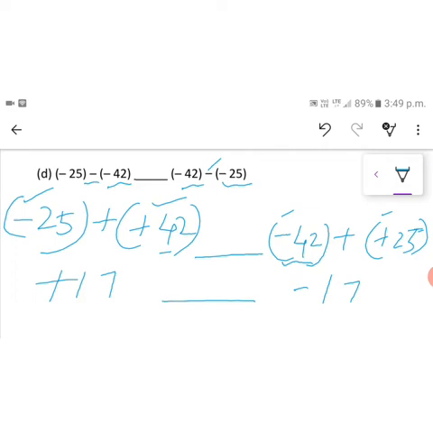Plus 17, minus 17. Which one is greater? Always positive numbers are greater than negative numbers. So plus 17 is greater.